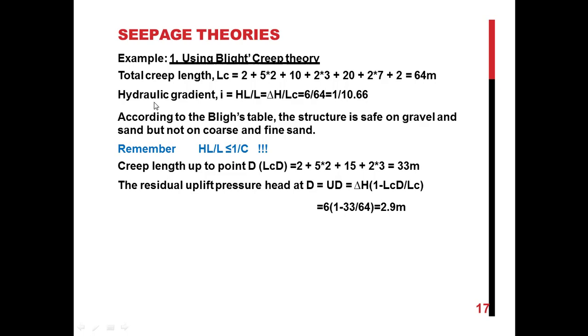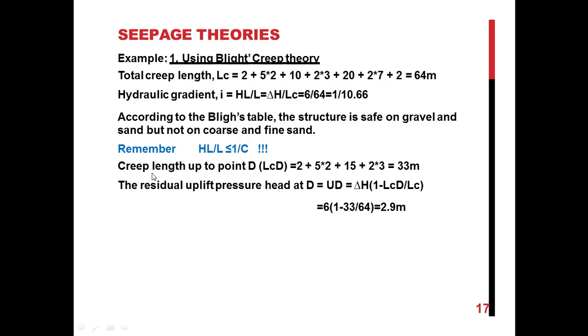Now according to Bligh's table, the structure is safe on the gravel and sand, but not on coarse and fine sand. Remember, hydraulic gradient HL over L should be less than or equal to 1 over C. So by using this value and Bligh's table, we have found that the structure is safe on gravel and sand, but not on coarse and fine sand.